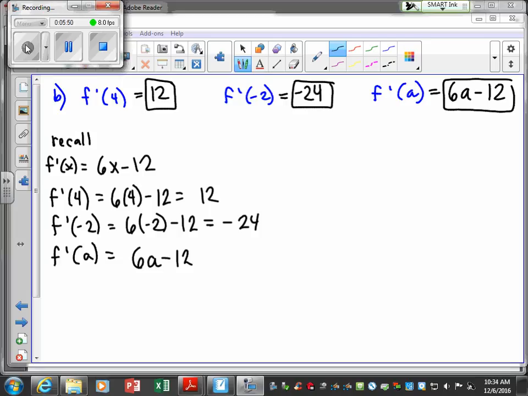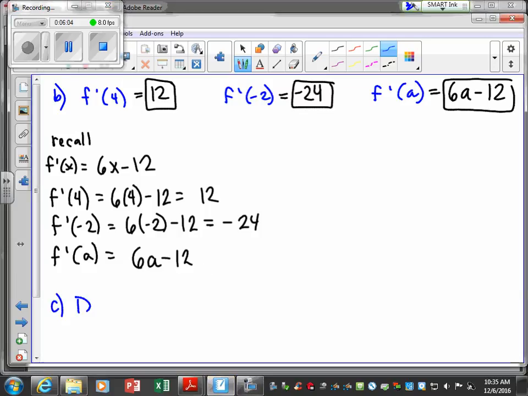Part C asks us to find the domain of f prime of x. In part C, since our derivative is just a linear function here, we're just going to say the domain is all real numbers, or if I was using interval notation, I would just say negative infinity to positive infinity.